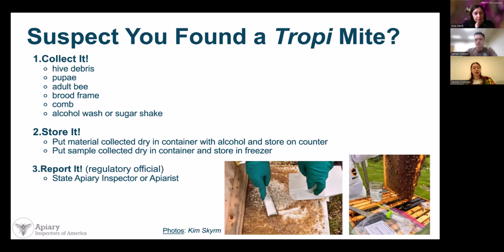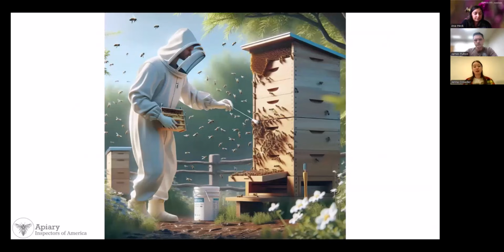And then, of course, report it to your regulatory official, your state apiary inspector or apiarist, and they will get the process started on getting that official confirmation, communicating with USDA, and starting to work on a mitigation or management strategy. And really, that is going to be the refrain over and over again: always reach out to your state apiary inspector, because the immediate response will likely be different in each state depending on where this thing is found first.